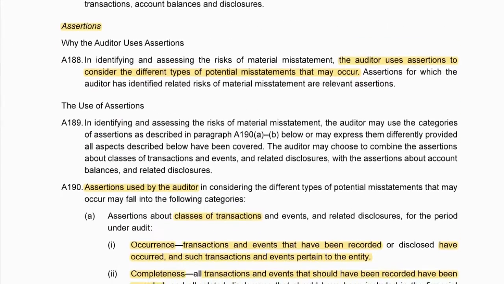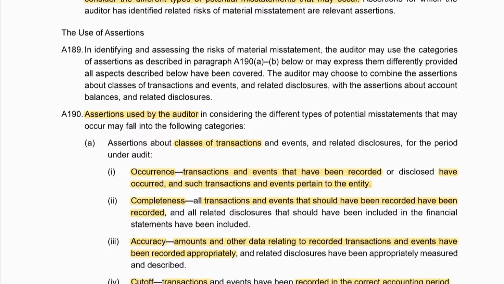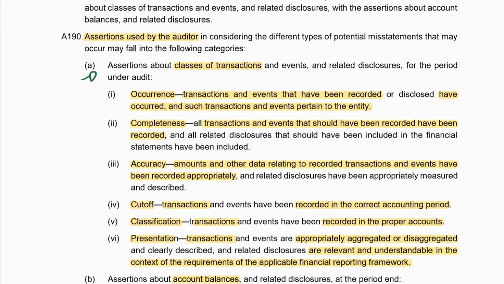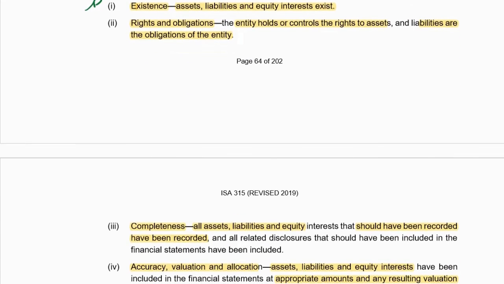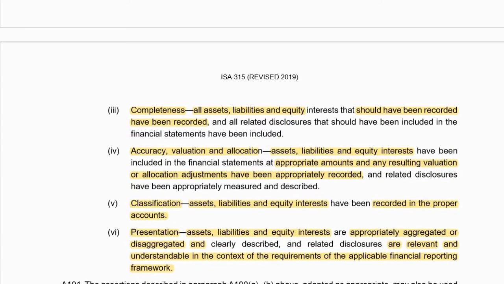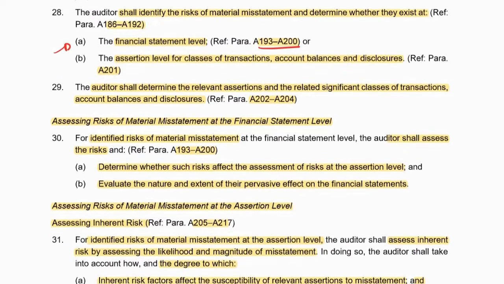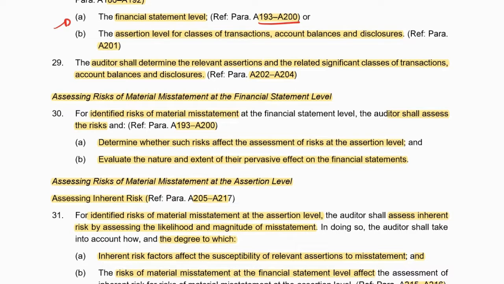The assertions are then listed, so this is why you've got to go to the first application paragraphs, which describe the identifying and assessing the risks, because this is what you need to know. These are the assertions for your class of transactions. These are the assertions for your account balances, so that you've already got a guidance as to what the assertions stand for, so that when you find a risk, you can go and link it to the correct assertion. In assessing the risks at the financial statement level, you've got to do additional work.